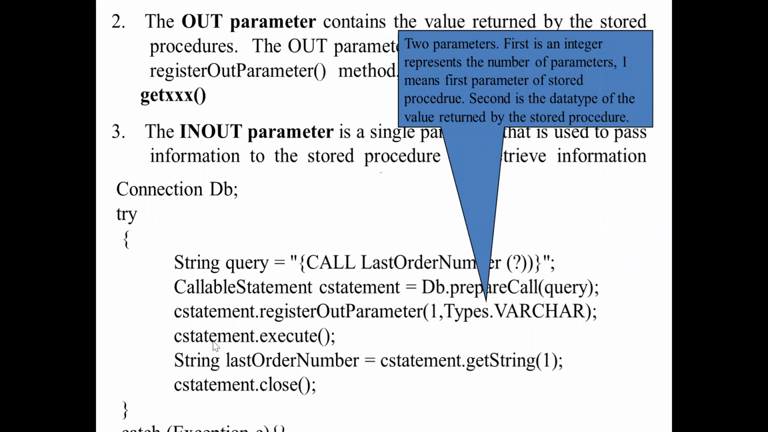We can execute the callable statement, that is C statement dot execute, and we can assign the out parameter to a single value. So the string last order number is equal to callable statement dot get string of 1. So there is a single parameter we can pass to get the information from the stored procedure by using callable statement dot get string of 1, then close the callable statement, dot close. Suppose in case an error occurs, we can go to the exception handling. So this is an example.